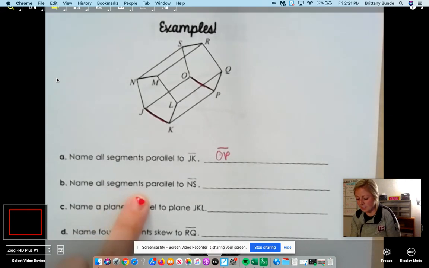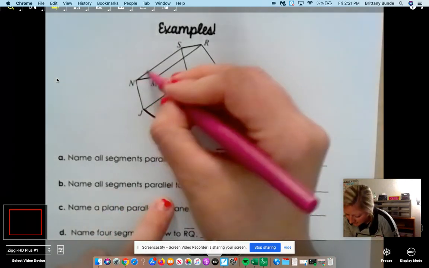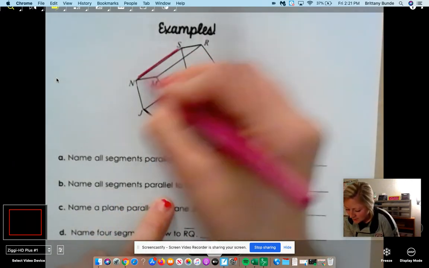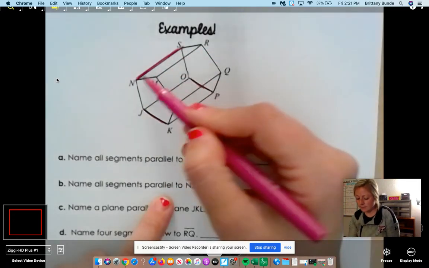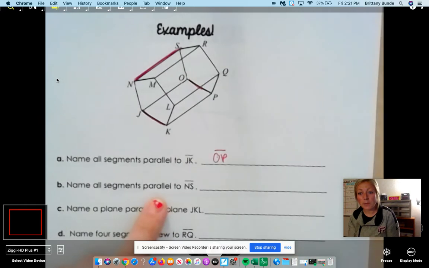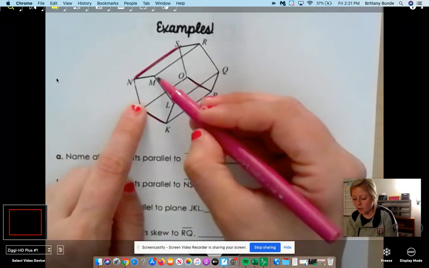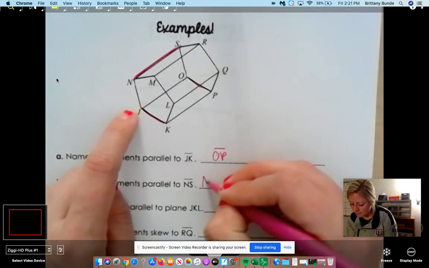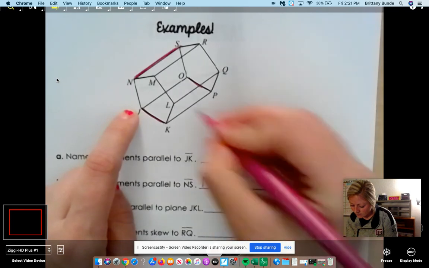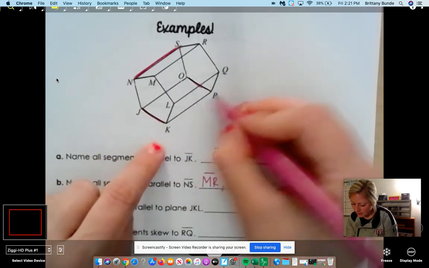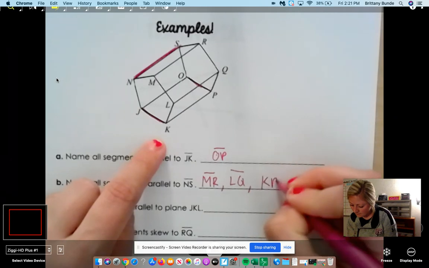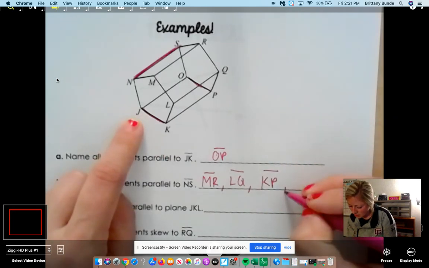Name all segments parallel to NS. We have quite a few here. Basically any segment that is running horizontally, like NS, would be parallel to it. So if we just go around, MR would be one. LQ would be our next one. KP. Then our last one, JO.